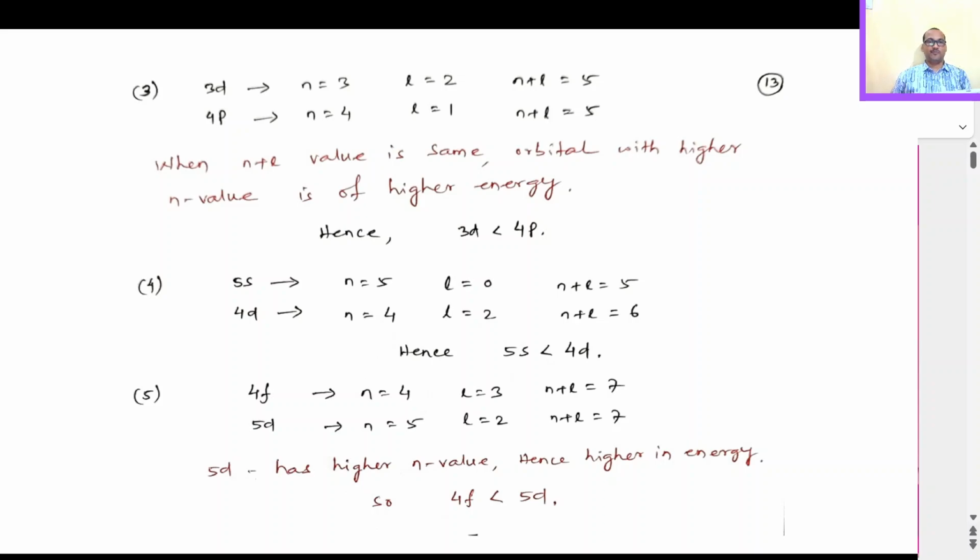So let's take another example. Suppose you have a 3d and a 4p orbital. For 3d, n value is 3 and l value is equal to 2, so n plus l is 5. For the 4p orbital, n is equal to 4 and l is equal to 1, so n plus l is 5. So here the n plus l values remain the same for both cases. When such a case arises, that is when the n plus l value is the same, the orbital with a higher n value is of higher energy. Here 4p has a higher n value, so the 4p orbital is of higher energy. Similarly, you can try these two cases.